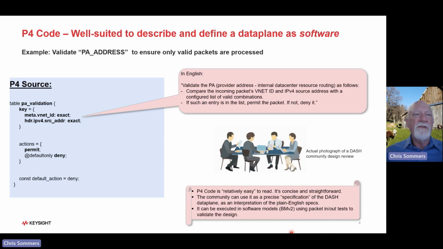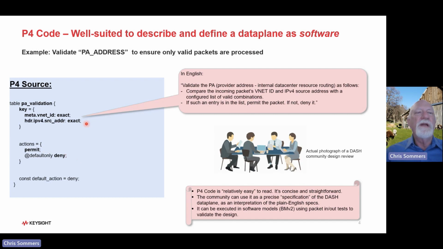This particular piece of code has basically a match action lookup table called PA validation. And what this code here says is look for an entry in the table that contains a matching VNet ID and a matching IPv4 source address. If and only if both of these match exactly to some entry, then permit the packet. Otherwise, by default, deny it or drop it.